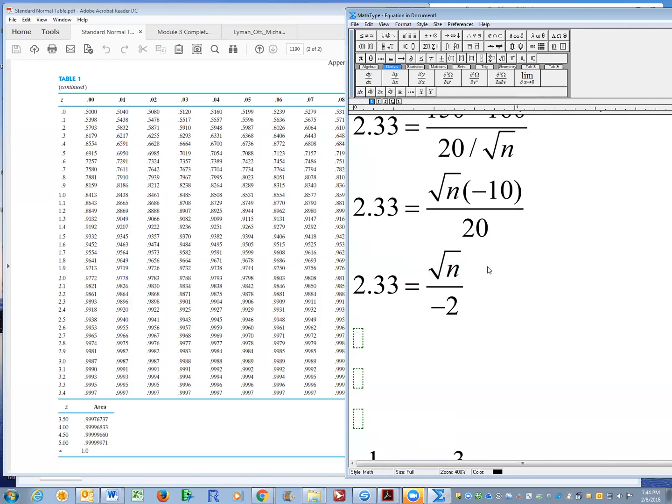Okay, so if I take negative 10 and divide it by 20, I get like negative 0.5. I think I may not be doing that right. Well, no, that's right. Look where this 2 is. It's in the denominator. So really, ignoring the root n in this fraction, this is really negative 1 over 2, or 1 over negative 2, which is negative 0.5.